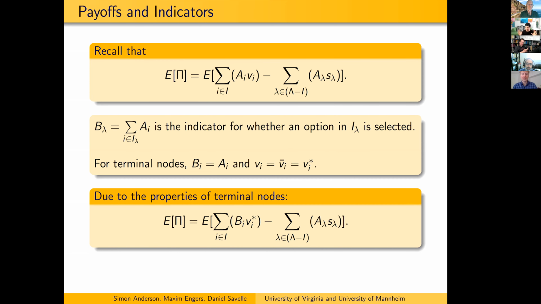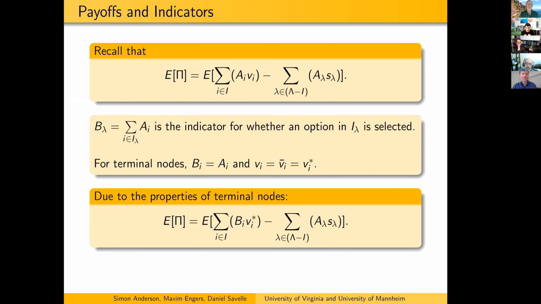Now, recall that earlier, the payoffs were of this form, right? So this was the sum over these indicators, where on the one part is the value you select with an indicator for whether you select it. And then on the other side is the search cost that you pay, with an indicator of 1 if you pay it.